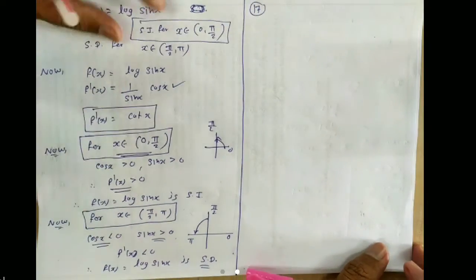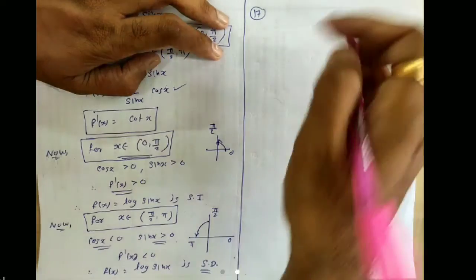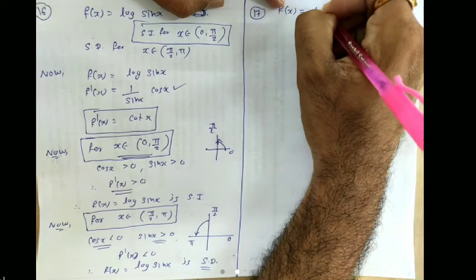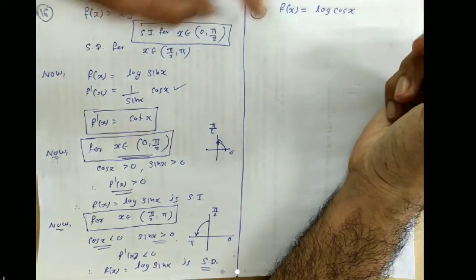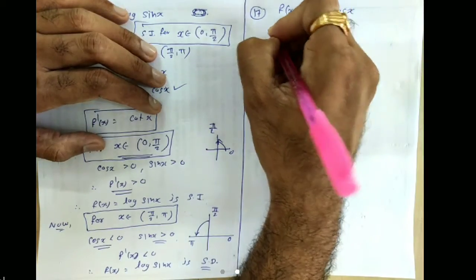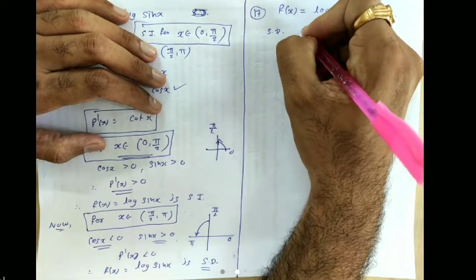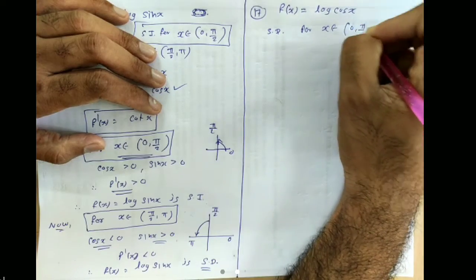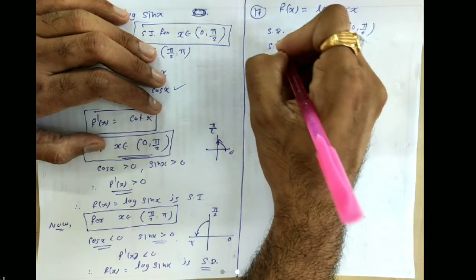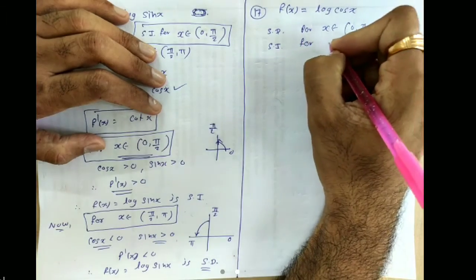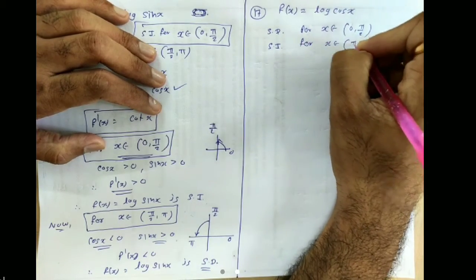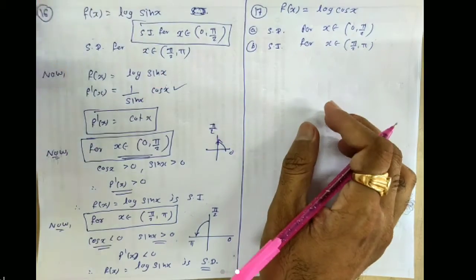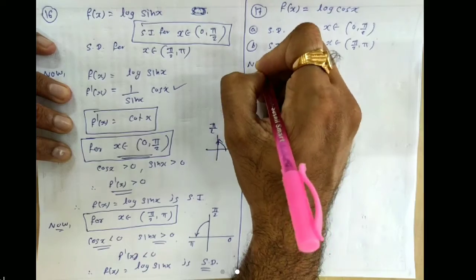The same sum is there in question number 17. So let's check question number 17. Prove that the function f given by f of x equal to log of cos x is strictly decreasing for x belongs to 0 to pi by 2, and strictly increasing for x belongs to pi by 2 to pi. Two parts are there, the same thing.